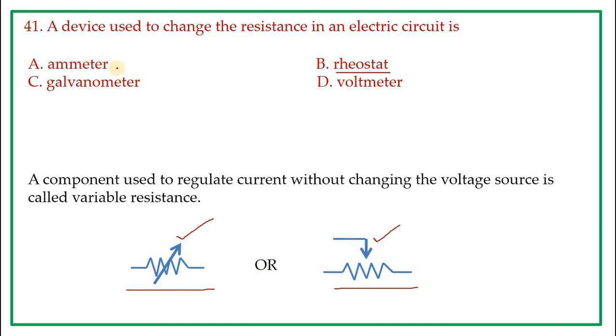Let's see the other options also. Ammeter: an ammeter is used to measure the current, children. Galvanometer: a galvanometer is used to detect a small amount of current. And voltmeter: a voltmeter is used to measure the voltage. Hence, rheostat is the correct answer. It is used to change the resistance in an electric circuit. Hence, option B is correct.